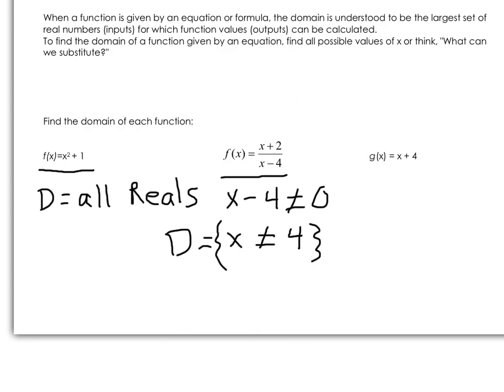What about our third example? g of x equals x plus 4. X can be positive, negative, 0, fractions, all reals. All real numbers.